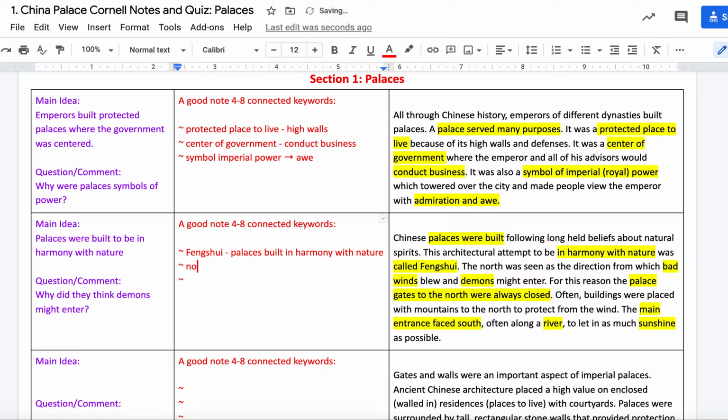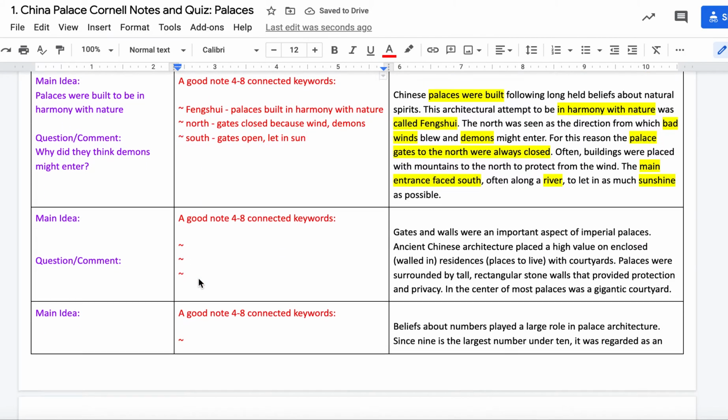And then we want to talk about the north, okay, and that's where the gates were closed because of the wind and the demons. And then they believed in the south, the gates were open to let in the sun. All right, let's go to the next one.